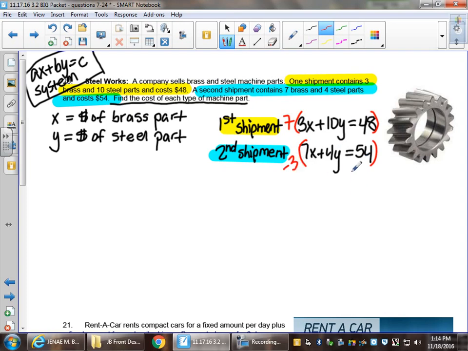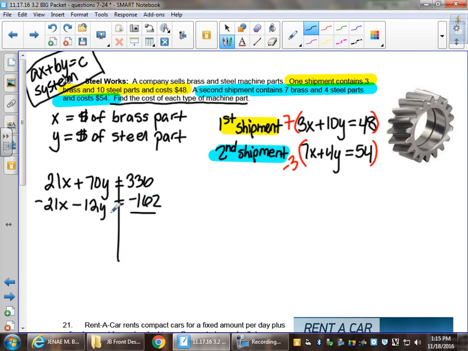Maybe you chose to get your y's to cancel. That means you'd be working towards a positive and negative 40. Perfectly okay. Just see it through and we'll compare answers. The top equation for me becomes 21x plus 70y equals 48 times 7, which is 336. And then here I have negative 21x minus 12y equals 54 times negative 3 gets me negative 162.